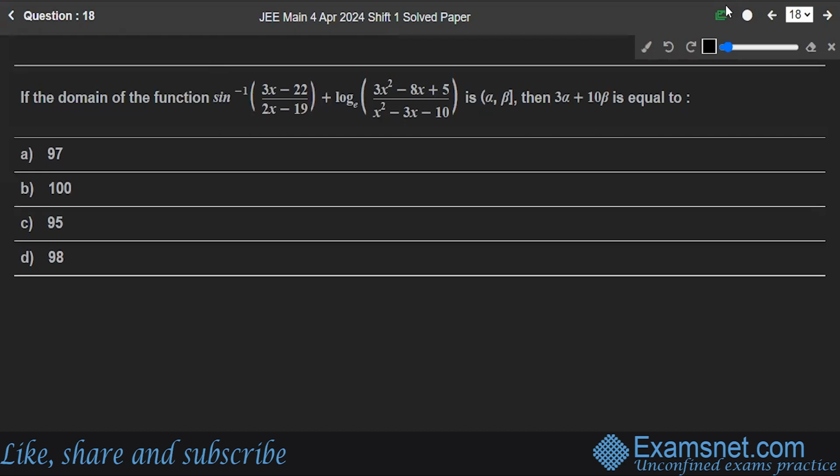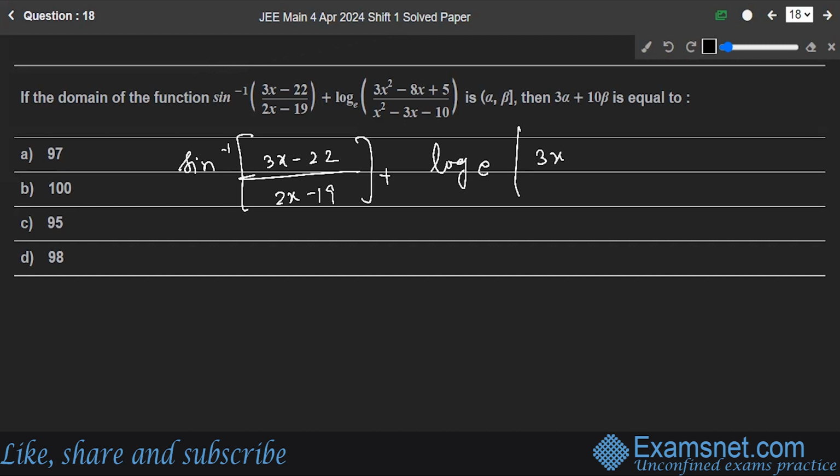Question number 18. If the domain of the function sine inverse of this plus log of this is alpha, beta, then 3 alpha plus 10 beta is equal to what? Okay, let's write down the equation. You have sine inverse of (3x minus 22) upon (2x minus 19), plus log to the base e of (3x square minus 8x plus 5) upon (x square minus 3x minus 10). This is equal to alpha, beta. The domain is alpha, beta.